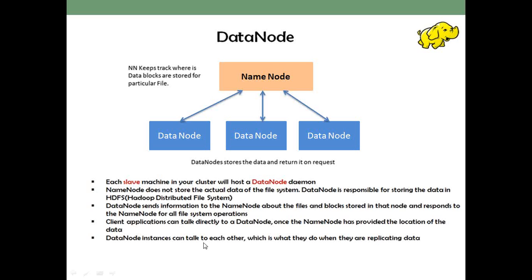You can go through some other points. A client application can talk directly. So if the NameNode provides the block information, the client will directly interact with the data nodes and store the data. Data node instances can talk to each other. We'll have communication between data nodes for replication. For replication, each node will communicate with the other nodes.